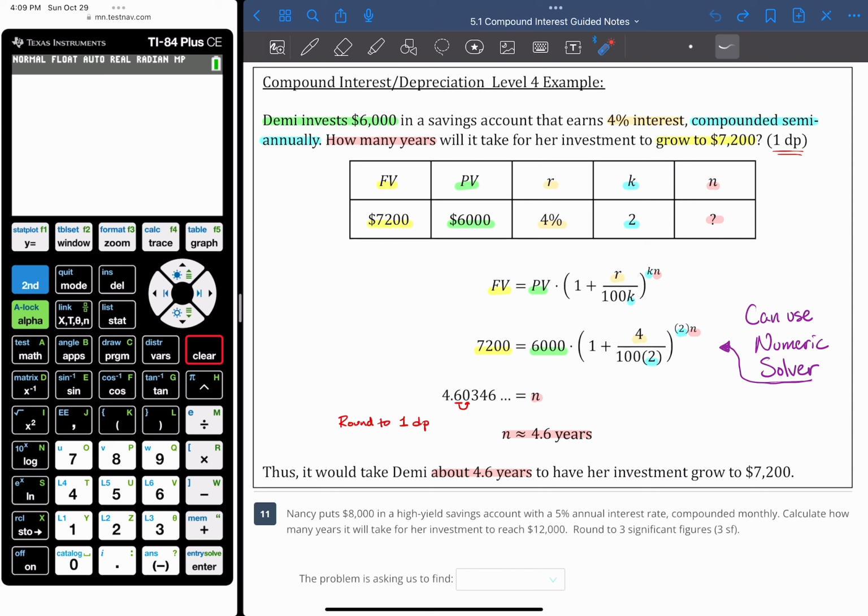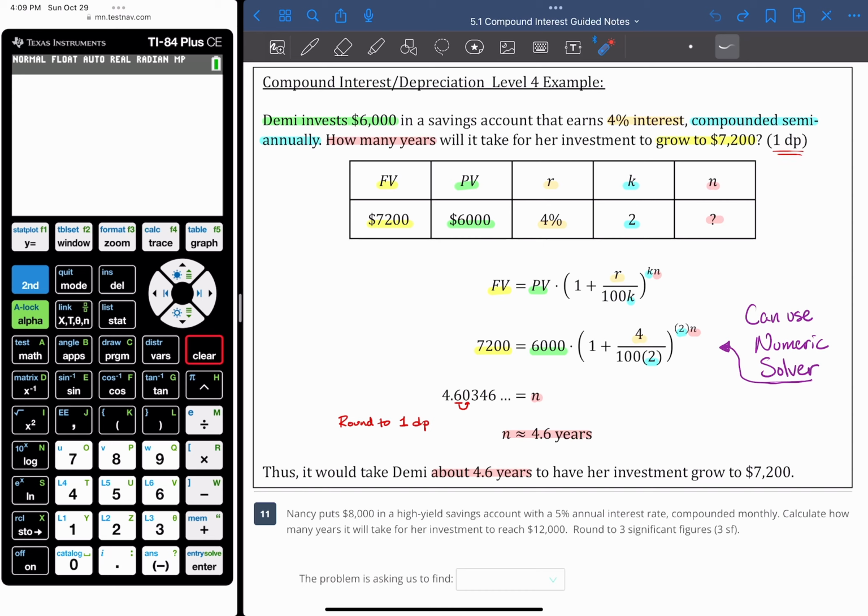All right, here's another example of a compound interest or depreciation question that's going to be looking for a different variable. So we have Demi, who invests $6,000 in a savings account that earns 4% interest, compounded semi-annually. How many years will it take for her investment to grow to $7,200? We need to round to one decimal place.